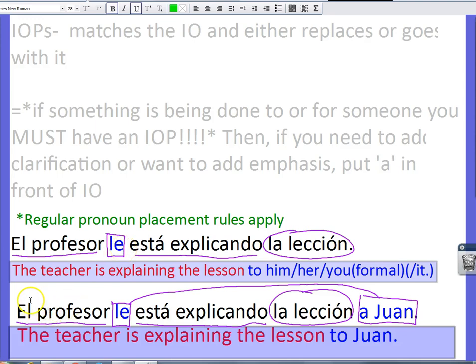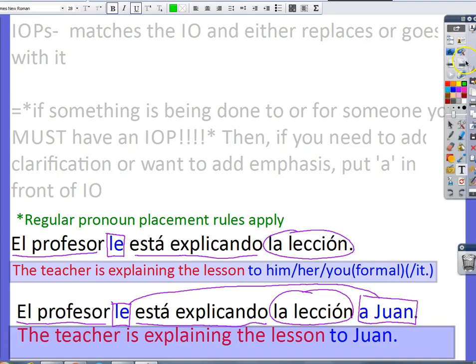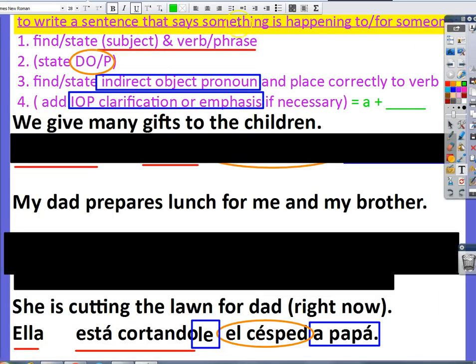And then in this one, the teacher is explaining is still our subject and verb phrase, so underline. What's being explained? The lesson, so that's the direct object, which we circle. And it's being explained to Juan. So Juan is our indirect object. But if something's happening to or for someone, there must be an IOP. So I've just drawn a connecting line to the le. The le has to be there. If you can get rid of anything in this sentence, it's the a Juan and still have a complete sentence like the one above. Alright, so diagram those two sentences and highlight this.